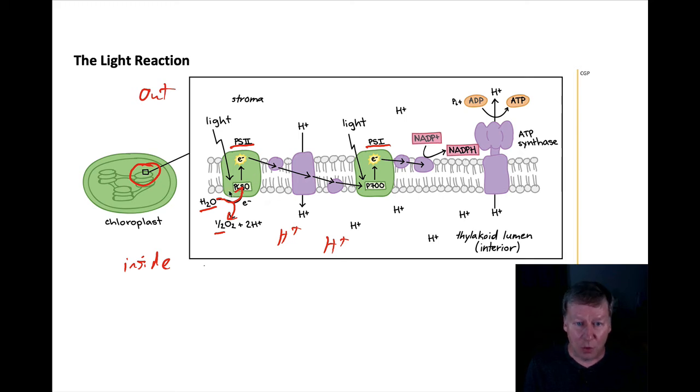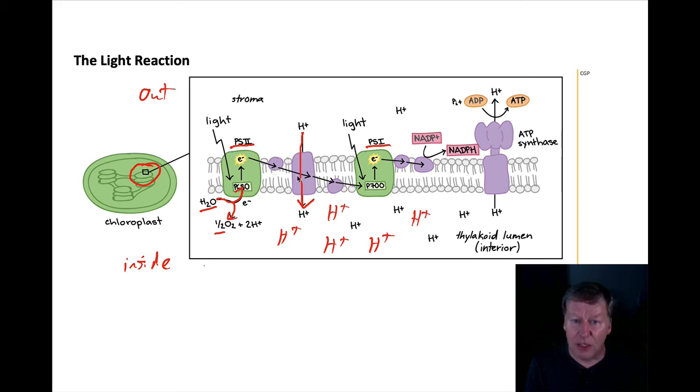Okay, so we have an electron now that has been energized by photosystem 2. That electron is going to be passed down an electron transport chain, moving from one protein to the next. During this process, the energy from the electron is going to pull one hydrogen proton across the membrane from the stroma into the thylakoid, helping to create a concentration gradient of hydrogen inside the thylakoid.